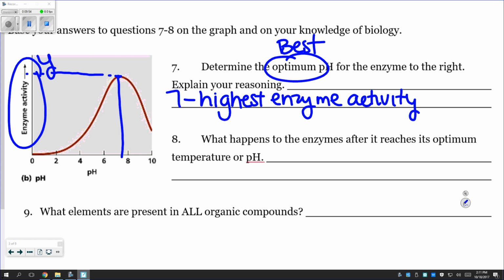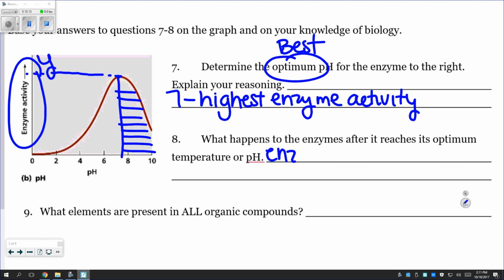What happens to the enzymes after it reaches the optimum temperature? Again, now we're getting into this area here. Once you get into that area, the pH is so high, or the temperature gets so high that the enzymes start to denature.